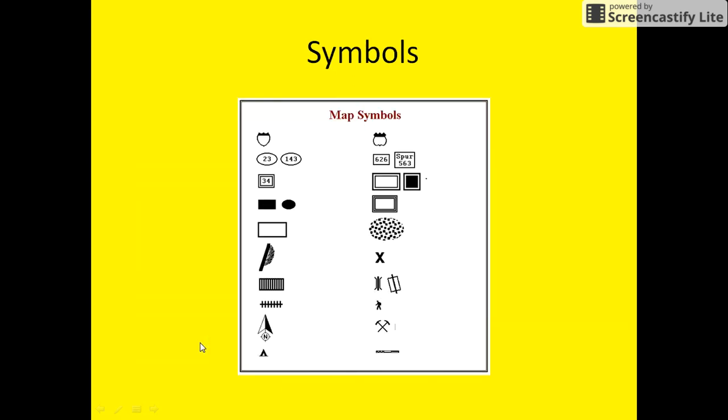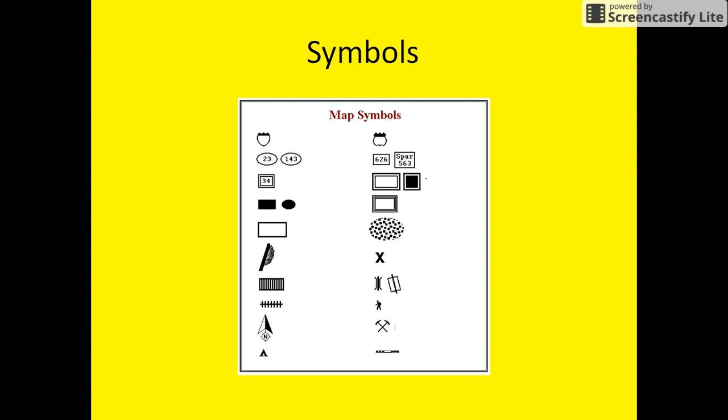Then we have symbols on a map. Can you figure out what the symbols mean? Some of them may be easy to figure out, others a little bit confusing. I'll give you some time to think about it, see if you can figure it out. You can pause the video if you want, or just let it keep going.